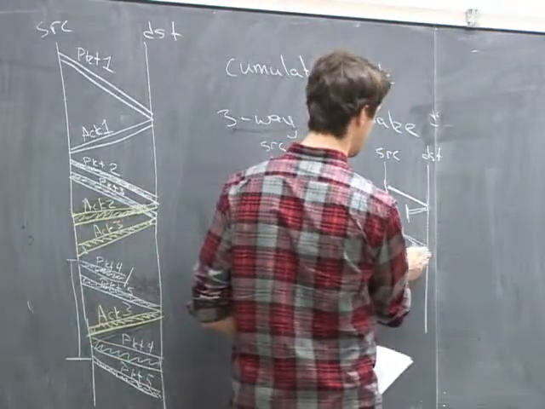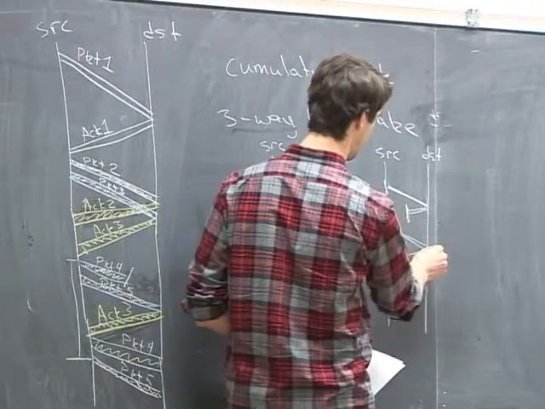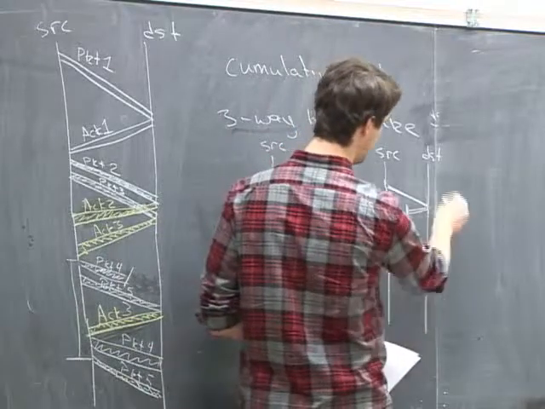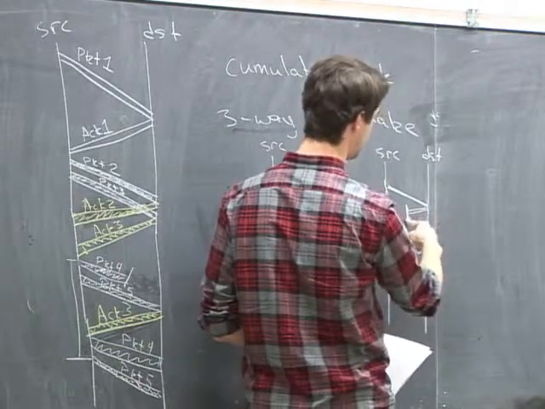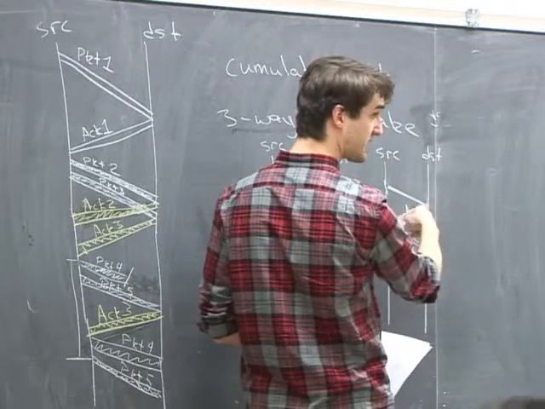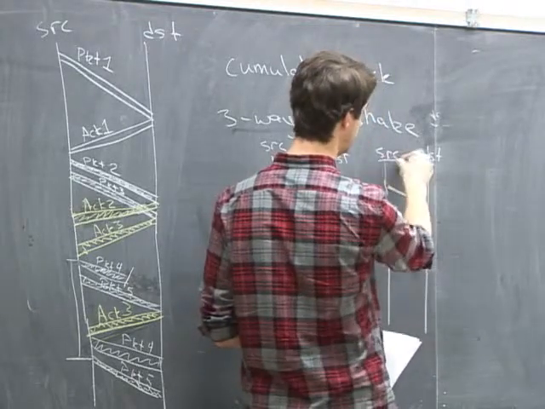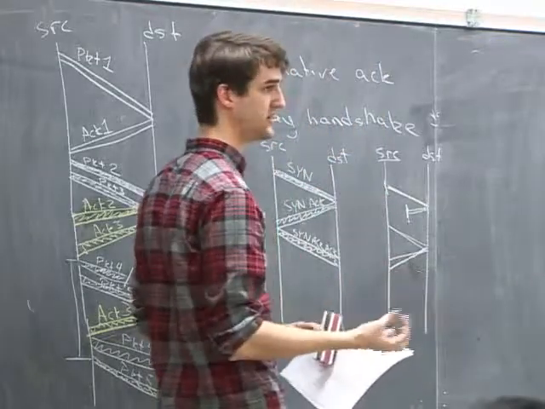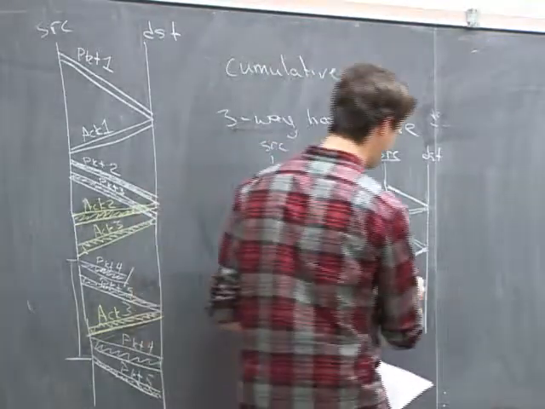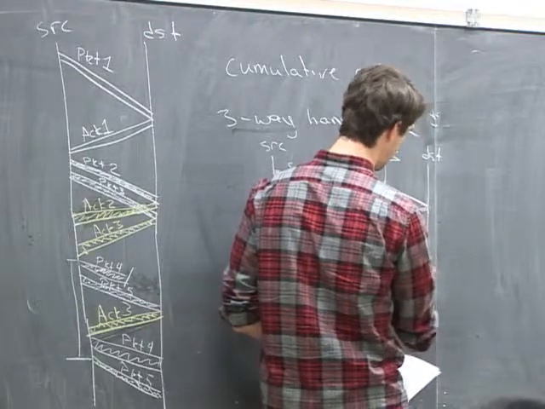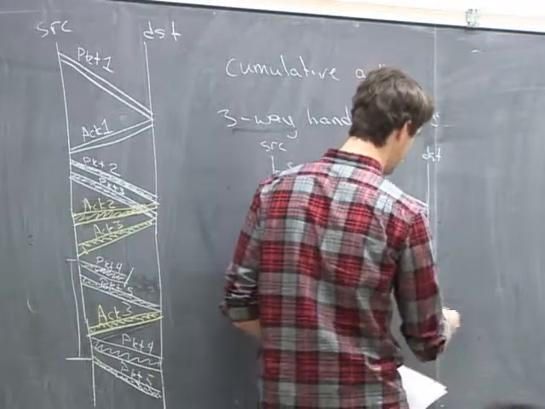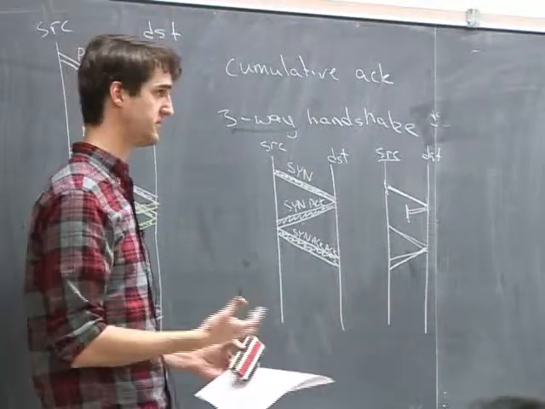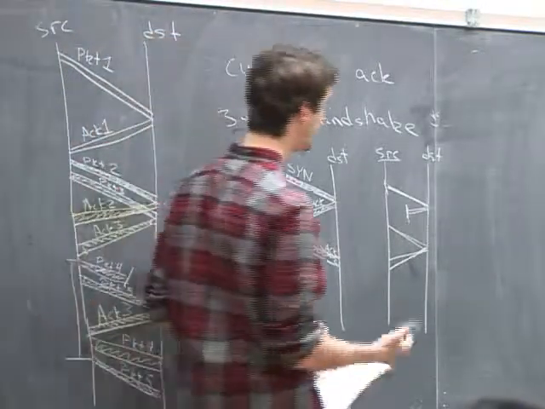And then if we only have a two-way handshake, the destination has no idea whether or not its SYN ACK was received by the sender. And so it doesn't know whether to hold this connection open or what to do with it. If you have many different connections open, it takes a bunch of resources and so on at your server. So you want to avoid that.